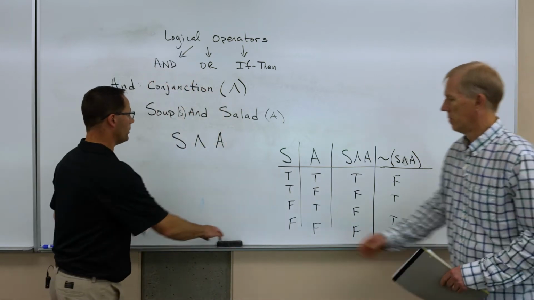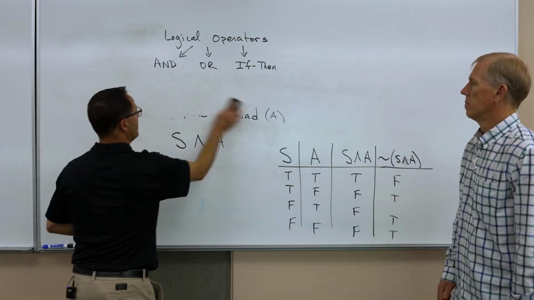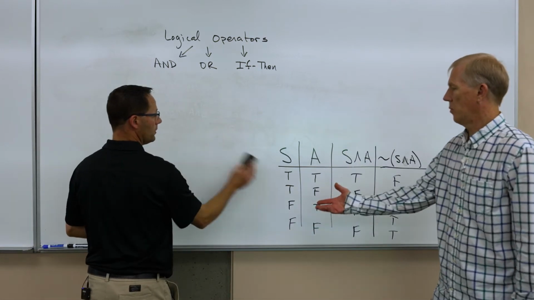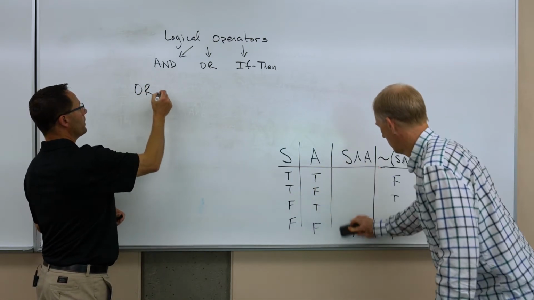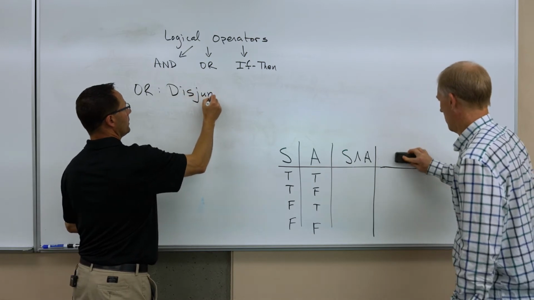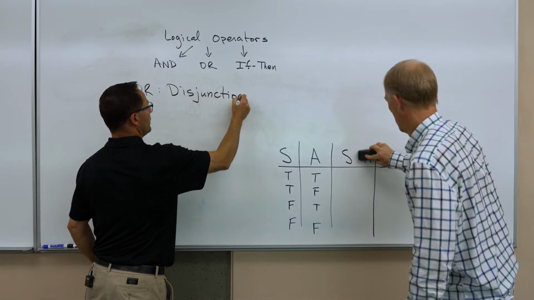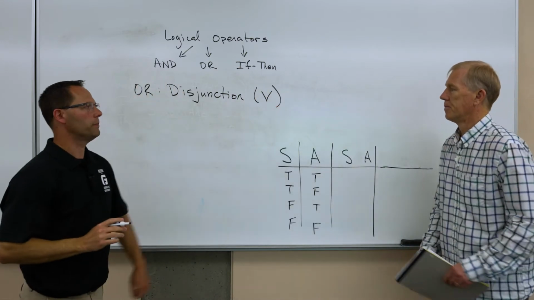Let's move on to the or, and we'll do the same kind of thing here. I'll clean the table up while you're right over there. So the or statement is called a disjunction. And the symbol we use looks like a V.